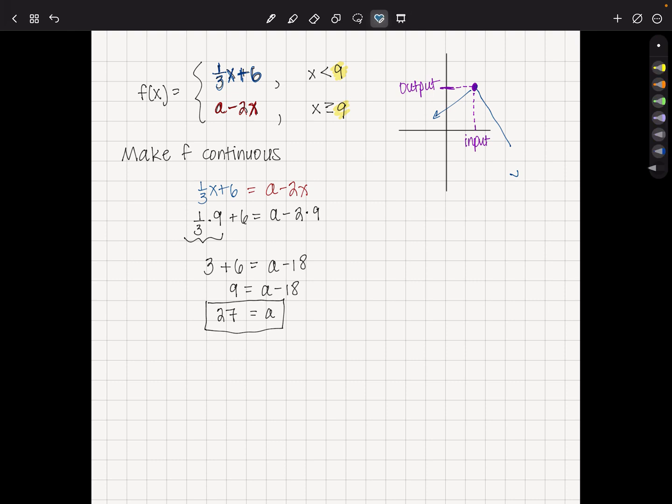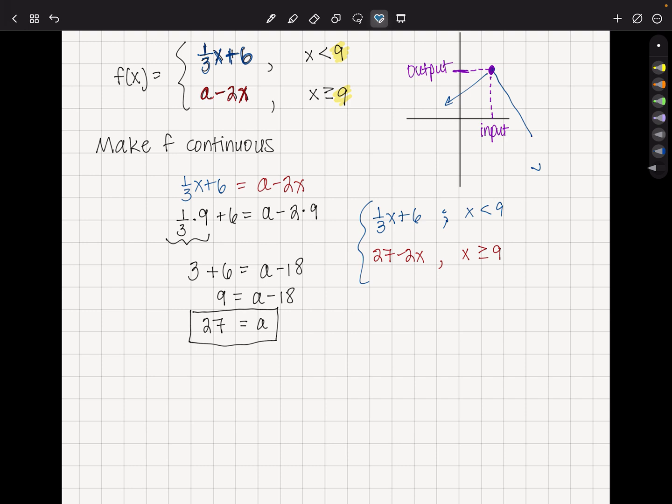Now I'm going to check that. I'm going to have 1/3 x plus 6. Okay, that's one piece when x is less than 9. And then the other piece is going to be 27 minus 2x, x is greater than or equal to 9. And I'm going to put a 9 in to both pieces. So when I put a 9 in to this blue piece, 1/3 times 9 is 3. Plus 6 is 9. So when I put a 9 in, I get a 9 out.